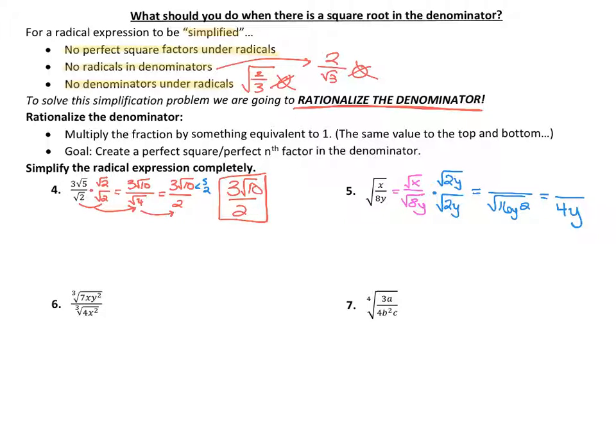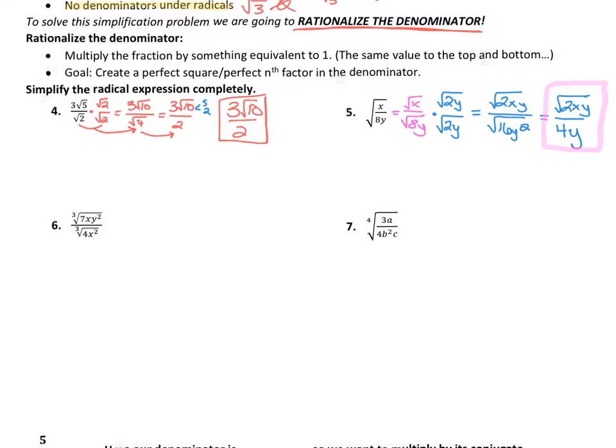So that's great. I got the radical out of my denominator. On the top, I'm going to have the square root of 2xy, and that will not simplify. So the square root of 2xy over 4y will be my final answer for this one. All right, this next one's going to be a little trickier.